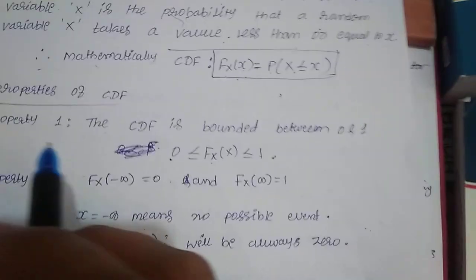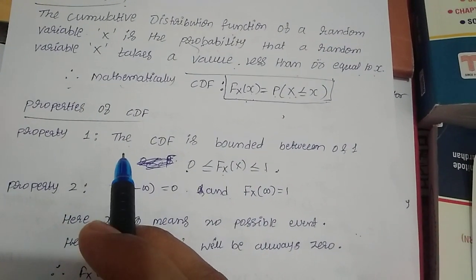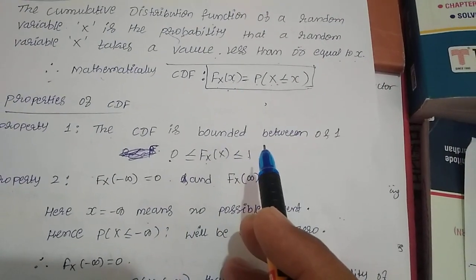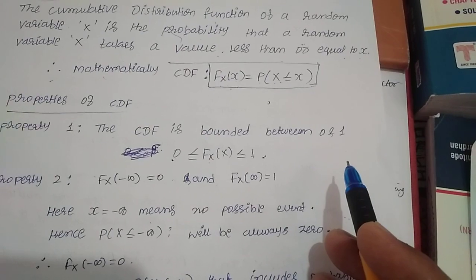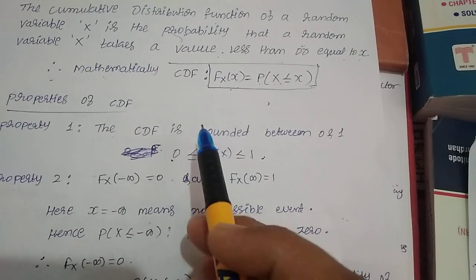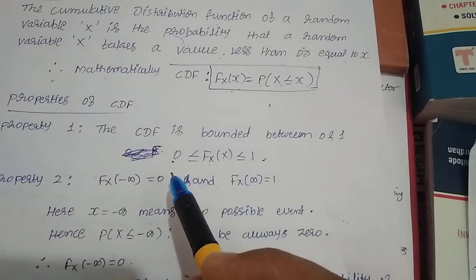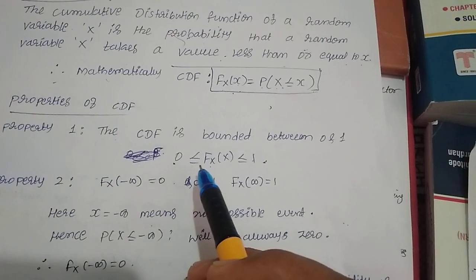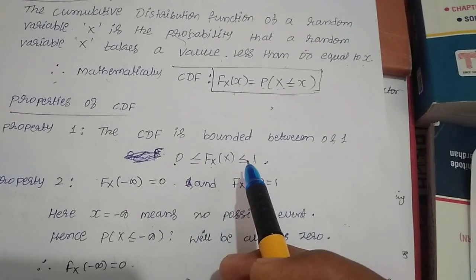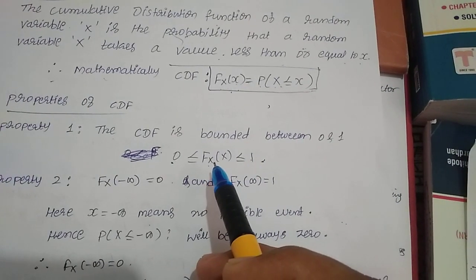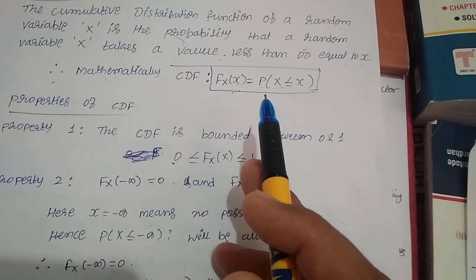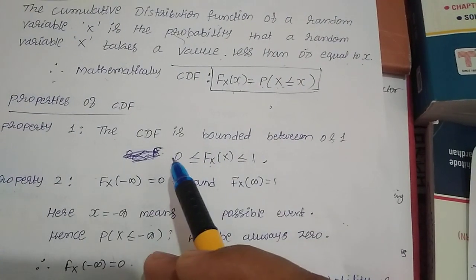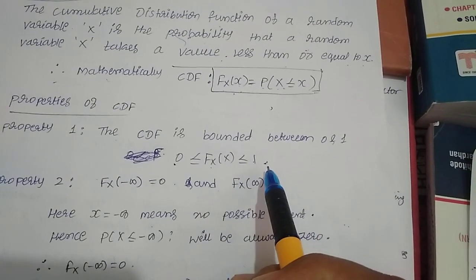Next, the properties of the CDF. The first property states that the CDF is bounded between 0 and 1. We know that the CDF F_X(x) lies between 0 and 1, that is, 0 ≤ F_X(x) ≤ 1. Because the CDF is a probability, the probability lies between 0 and 1. Here the minimum value is 0 and the maximum value is 1.